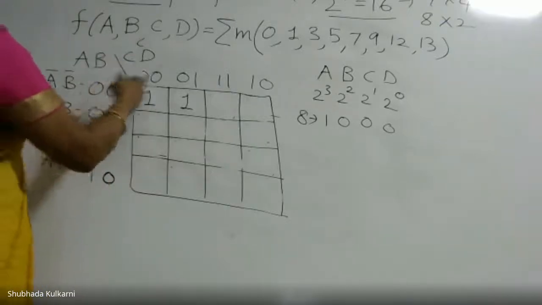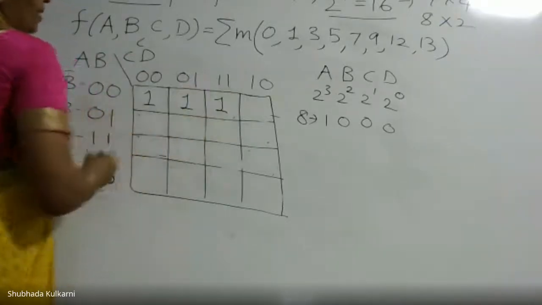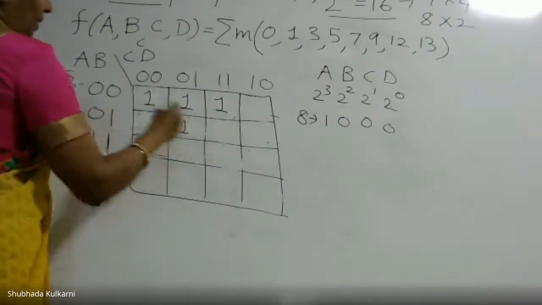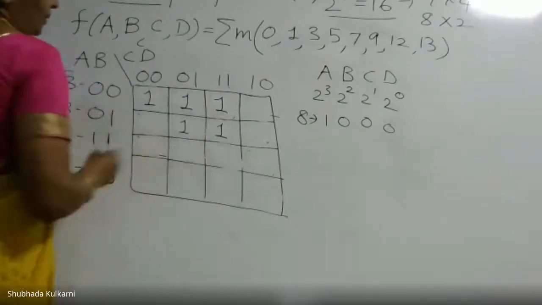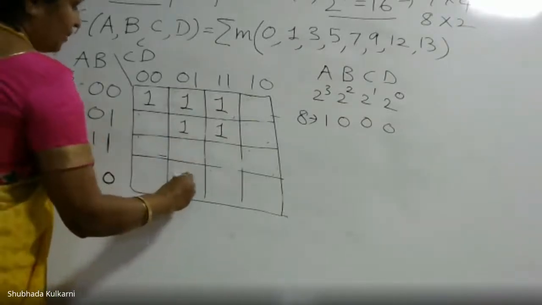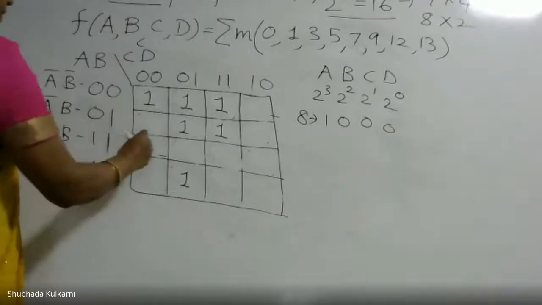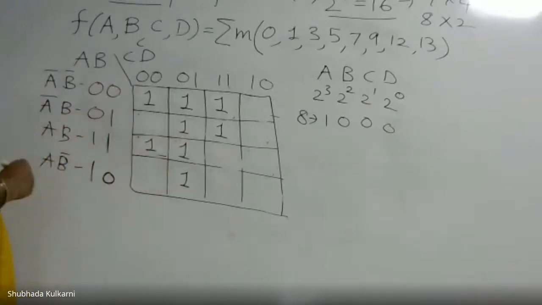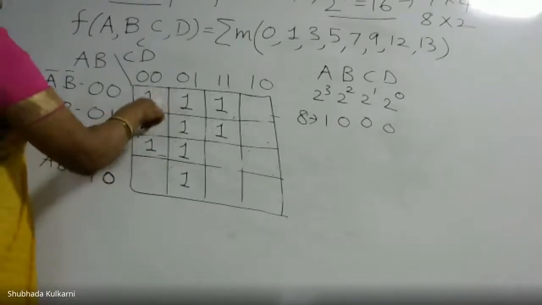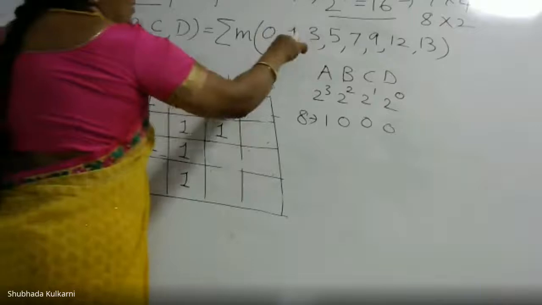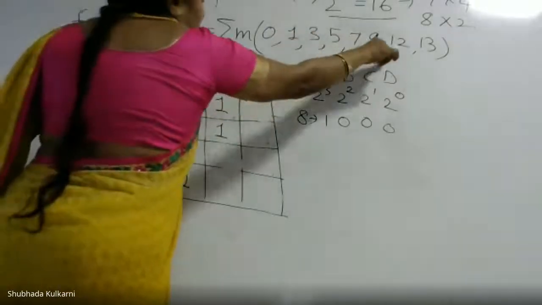3 is a min term, 0 0 1 1. Then 5, 0 1 0 1. 5 is a min term. 7 is a min term. 9, 1 0 0 1. 9 is a min term. 12 is a min term. 13 is a min term. So how many? Just check. 1, 2, 3, 4, 5, 6, 7, 8. And in the function also, 1, 2, 3, 4, 5, 6, 7, 8.